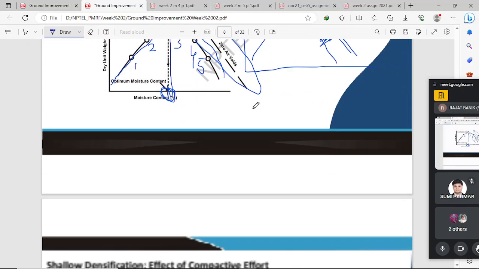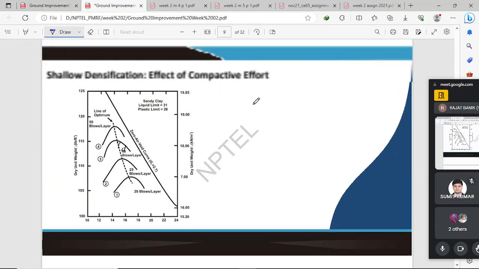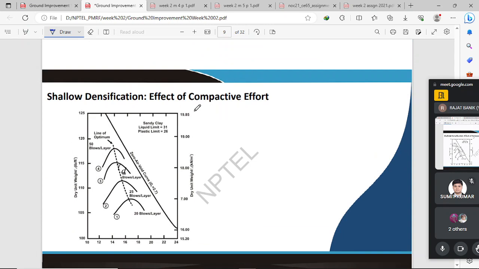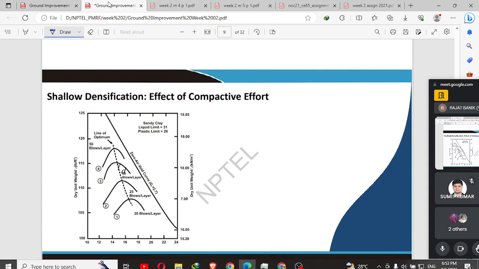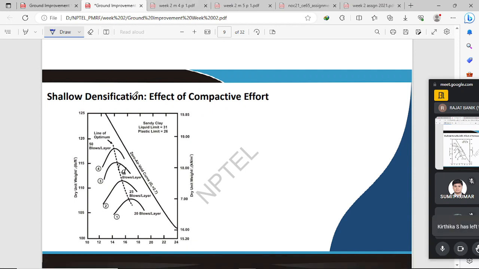So now, moving forward, we can see the compaction curve for different compactive efforts. That means if we apply low compactive effort, we get the lower side of the compaction curve. If we apply higher compactive effort or energy, we get the higher maximum density, or the higher side of the compaction curve. Here four plots are drawn: 1, 2, 3, 4.